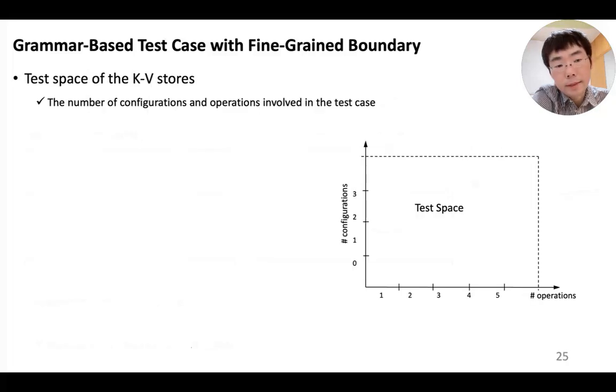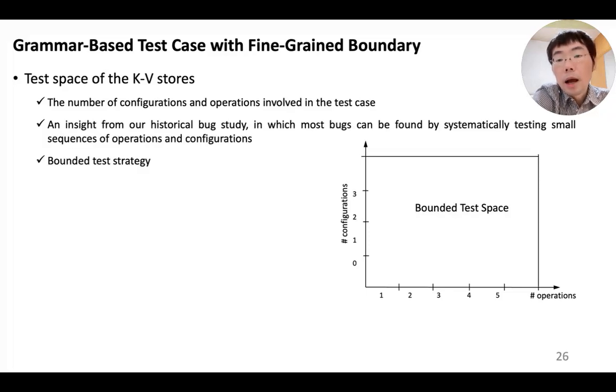So how to shrink the test space? We can define the test space as the number of configurations and operations involved in the test cases. Based on the insight from our historical bug study, in which most of the bugs can be found by systematically testing small sequences of operations and configurations, we can bound the test space. However, how to figure out the boundary?